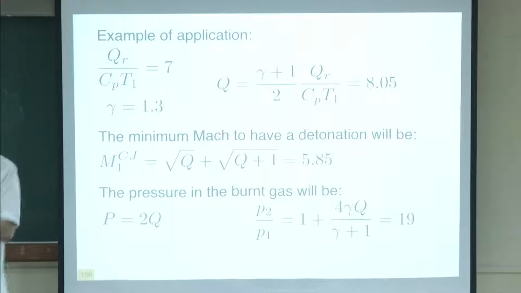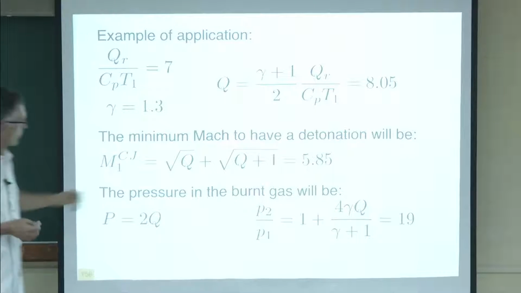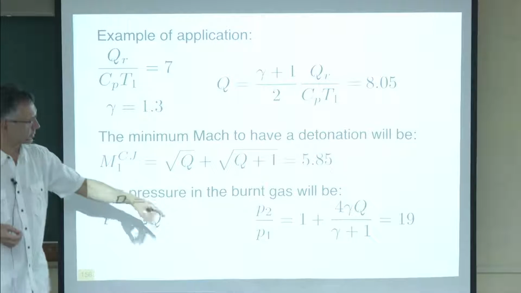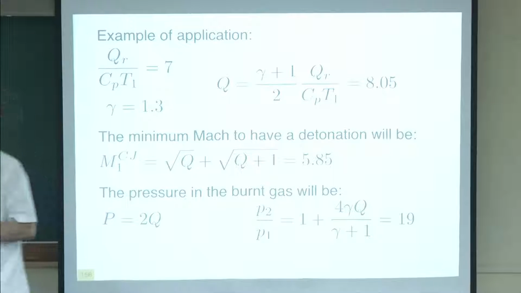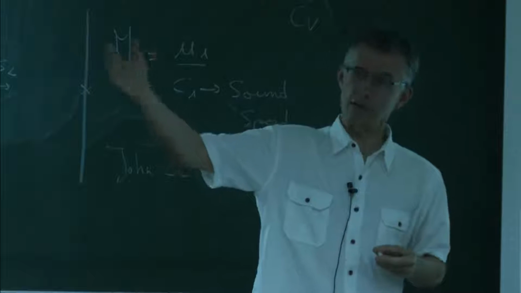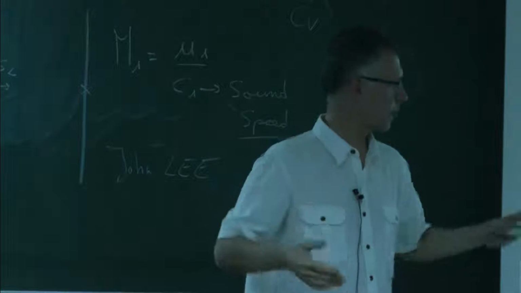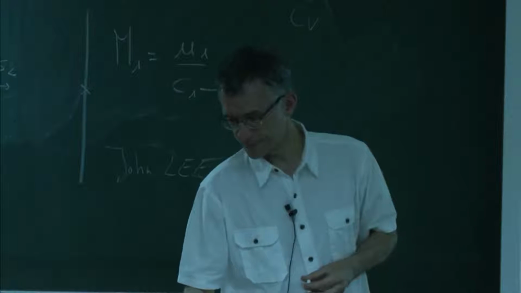So if you are below 5.8, no detonation. If you are above 5.8, you have a detonation. And then the pressure ratios are just given by 2Q, which says that the pressure will jump by a factor of 19. Okay? So if you have 1 bar in this room, you fill it up with detonable mixture, and the detonation goes here, then you will have 19 bars after that.